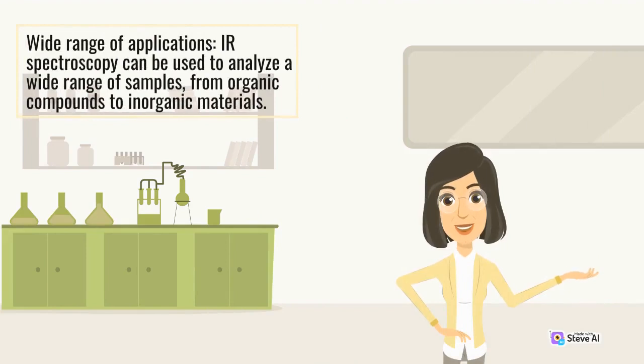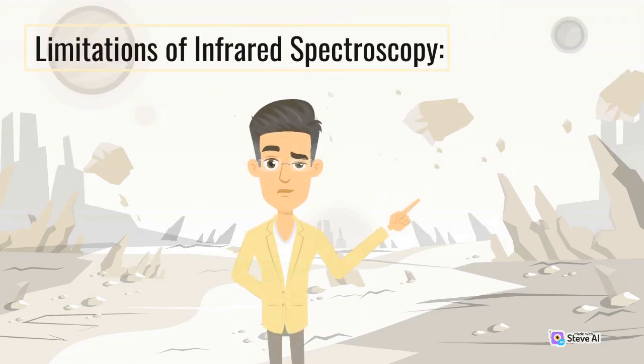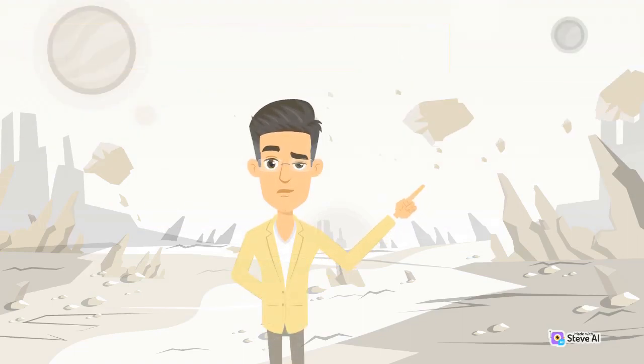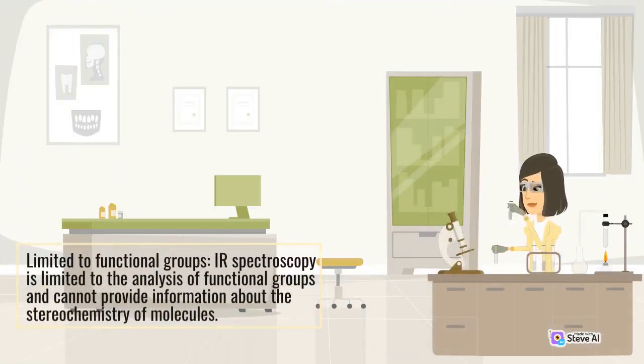Wide range of applications. IR spectroscopy can be used to analyze a wide range of samples, from organic compounds to inorganic materials. Limitations of infrared spectroscopy. Limited to functional groups. IR spectroscopy is limited to the analysis of functional groups and cannot provide information about the stereochemistry of molecules.